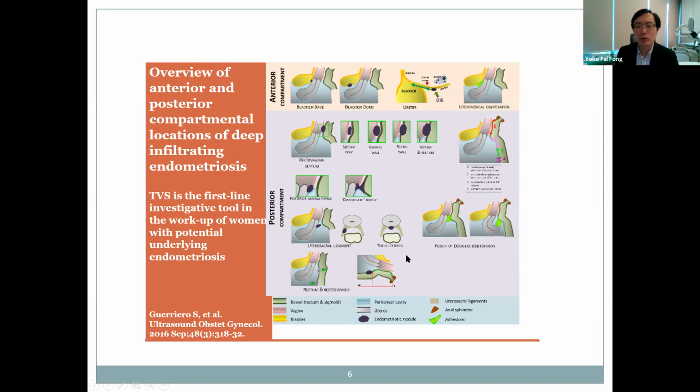So those who are not familiar with this paper, I would encourage them to read this paper. It's really a very good paper to explain what we are trying to look at and what we're trying to look for in so-called endometriosis mapping.